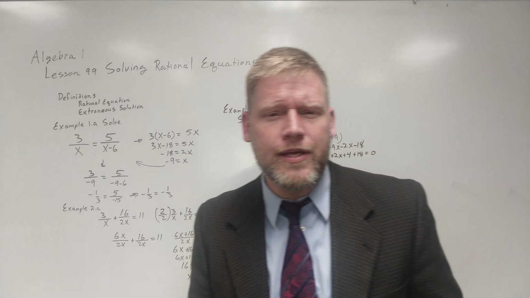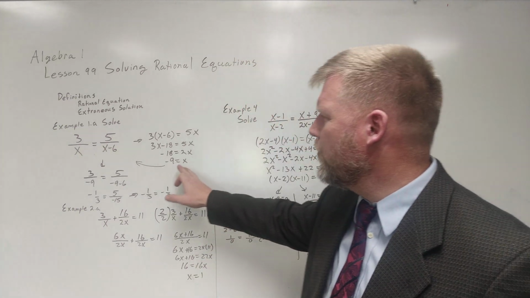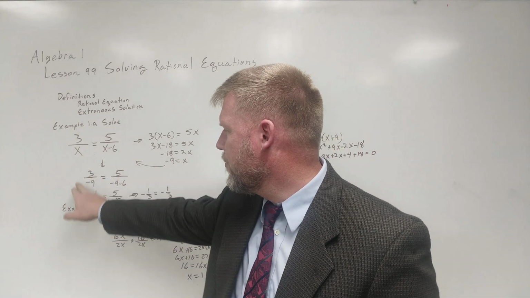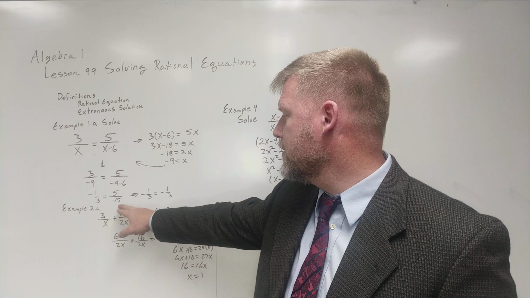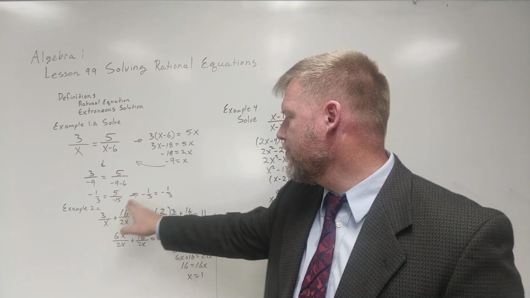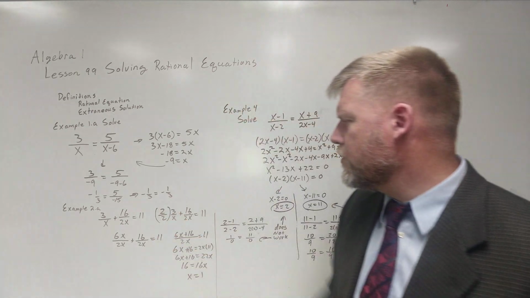Now, with all of these, you will want to check your solutions. So I took the time on this one, actually put negative 9 back in for x. 3 over negative 9 is negative 1/3. Negative 9 minus 6 is negative 15. 5 over negative 15 is negative 1/3, and this one does check. Now, let's go ahead and move on to 2a here.